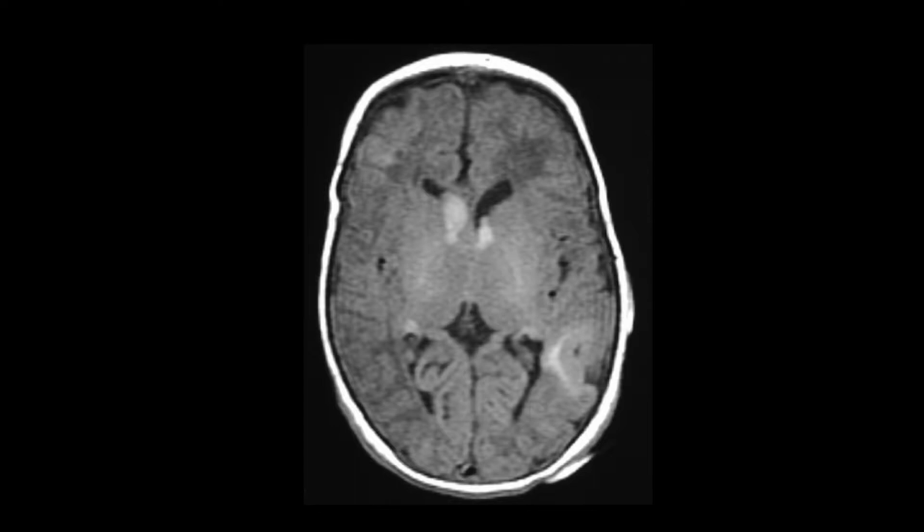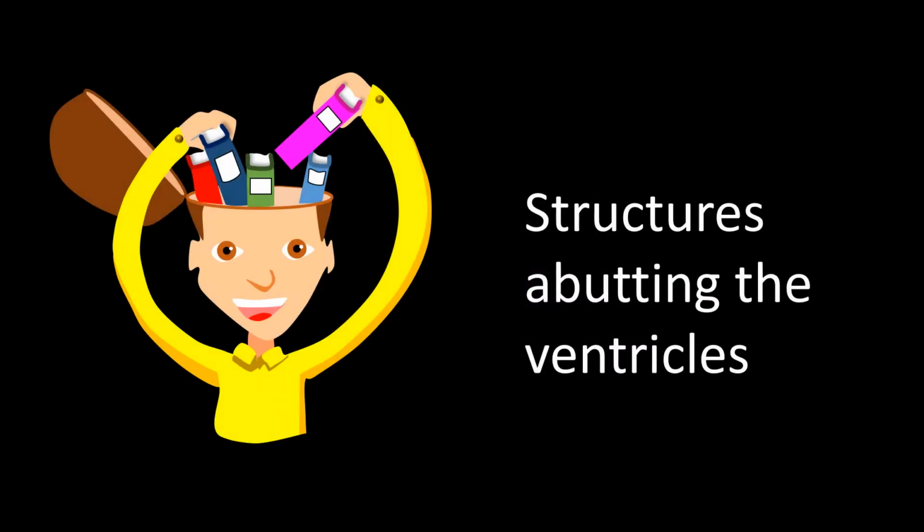This is an MRI showing lesions close to the foramina of Monro, one on one side and another on the other side. This pattern is very characteristic of tuberous sclerosis. Now let's talk about structures that abut the lateral and third ventricles.